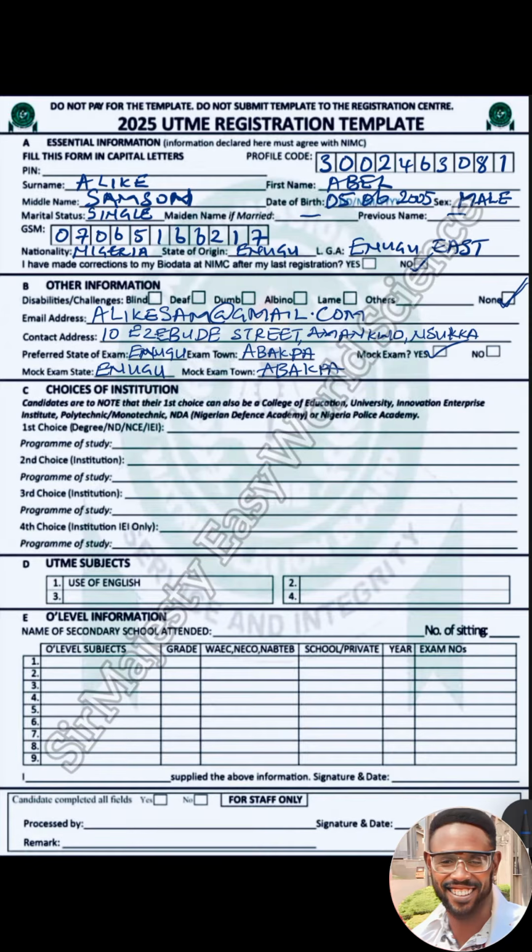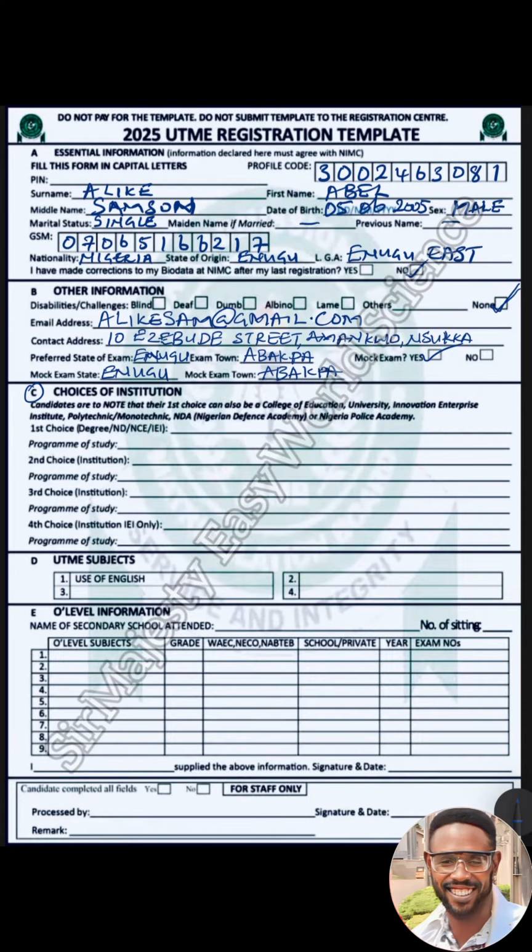They'll guide you well. Then coming to Part C, very important to listen very well: the choices of institution. They say candidates are to note that their first choice can also be a college of education or university. So they are trying to tell you that the order of arrangement may not matter here. But I advise you go with federal, state, and then polytechnic if you're interested, because most times schools will start saying, did they use us as first choice? I wouldn't know if it is still persisting, but use federal, state, and then polytechnics.